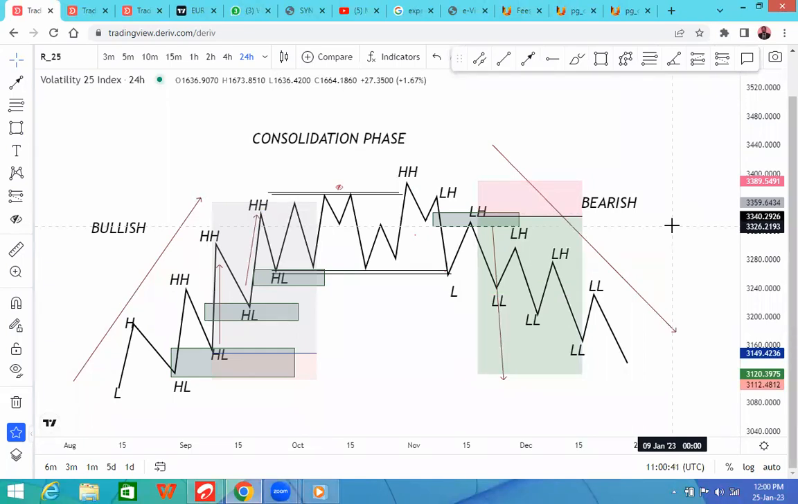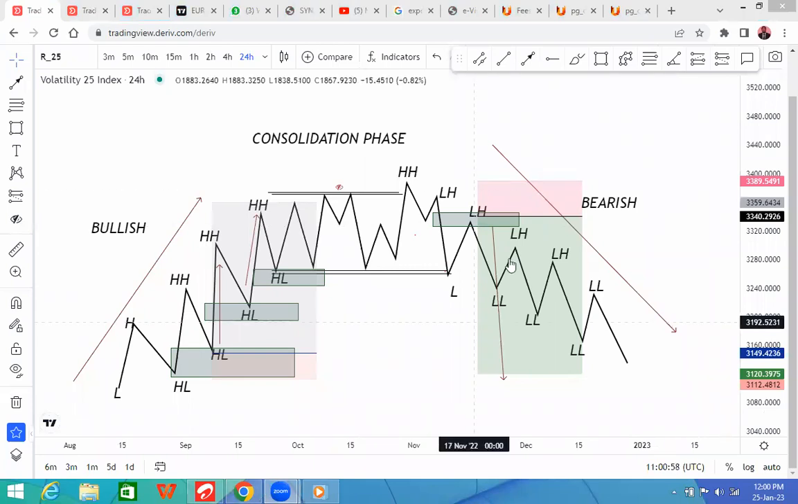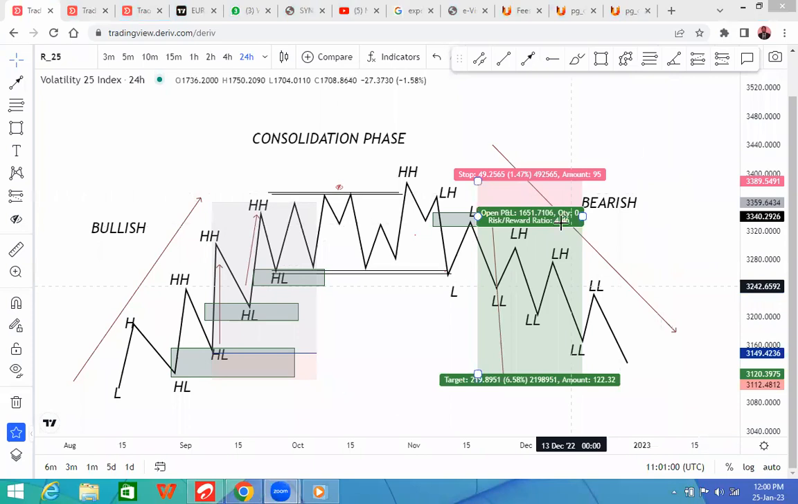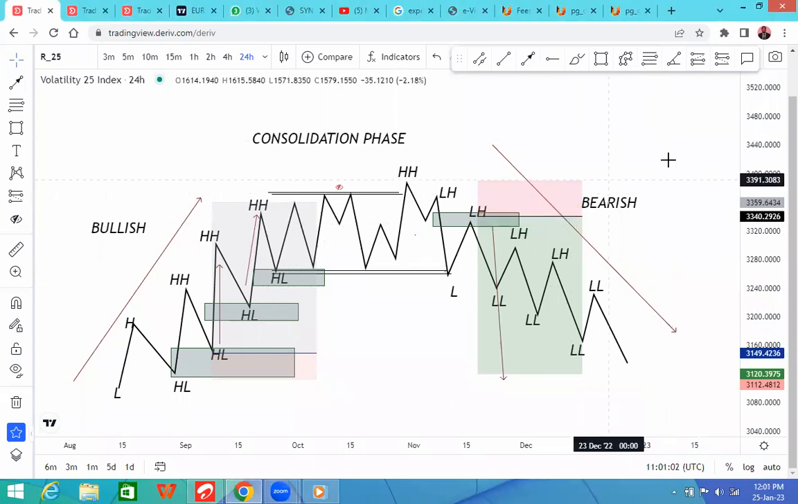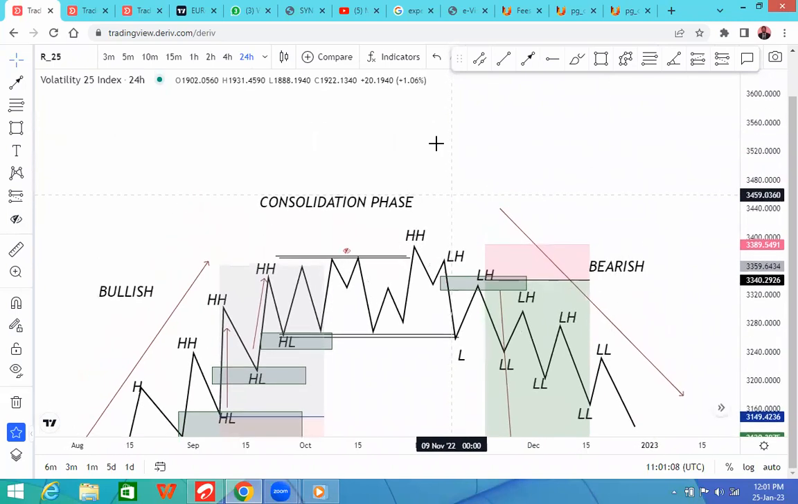Before we talk about the next thing I'm going to talk about now, is how to know a valid break of structure. I saw that question in the chat section. How do we know a valid break of structure? To know a valid break of structure, that is the next thing we want to talk about. Okay, so let me push price down.